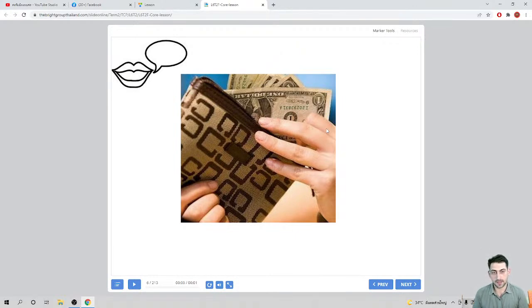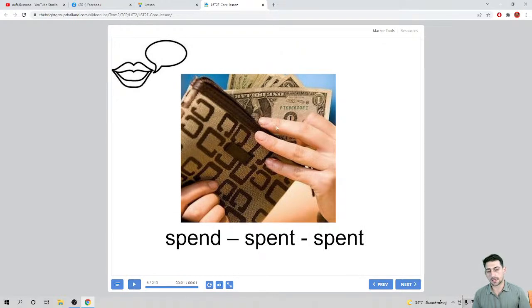In the first picture, we can see some dollars and we can see an object that keeps basically money. That is an object that we keep money into. It's a wallet. So we have vocabulary word number 1. Spend, spent, spent. Let's repeat one time. Spend, spent, spent.